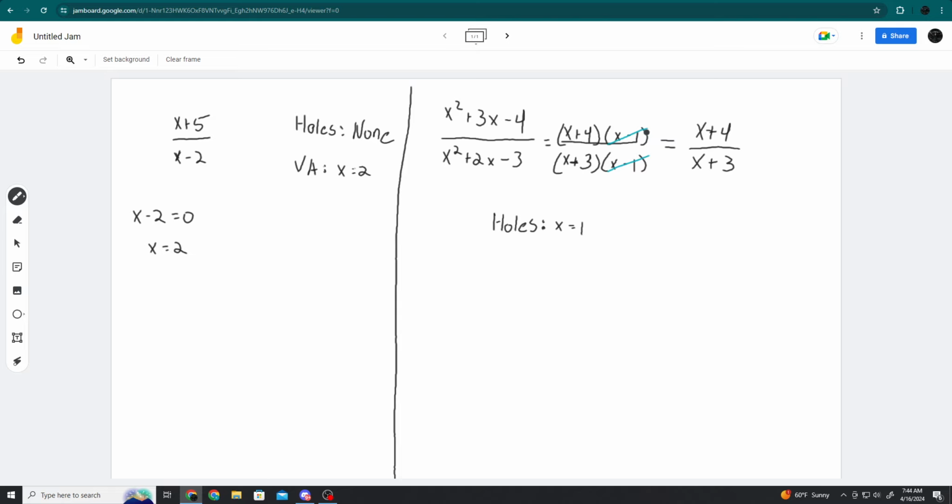Now, what's left over tells us the asymptote. We see x plus 3 left over in the bottom. We're still undefined there at x equals -3. That's just our vertical asymptote. So our vertical asymptote is going to be x equals -3.